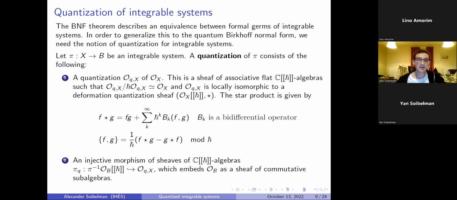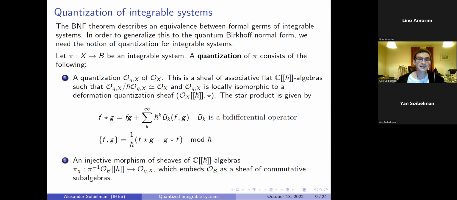And so the star product is some kind of non-commutative deformation of the normal product. So it's going to start off with a normal product, and then the higher order corrections are given in terms of bidifferential operators. And so then this is deforming the multiplication. And also there's a second condition which says that this star product also remembers the Poisson bracket. So that means you can recover the Poisson bracket by taking the commutator, dividing it by H, and then getting rid of all of the higher order corrections in H bar.